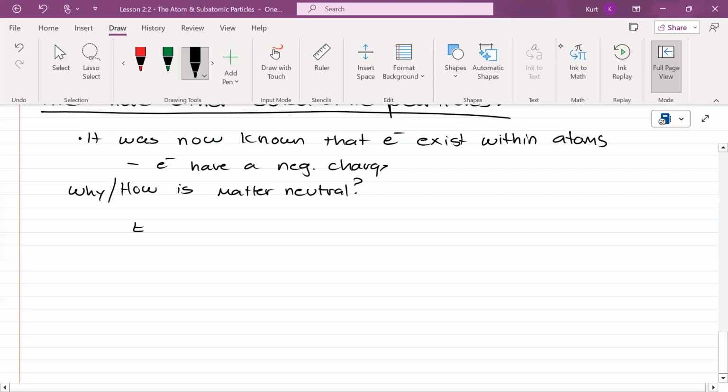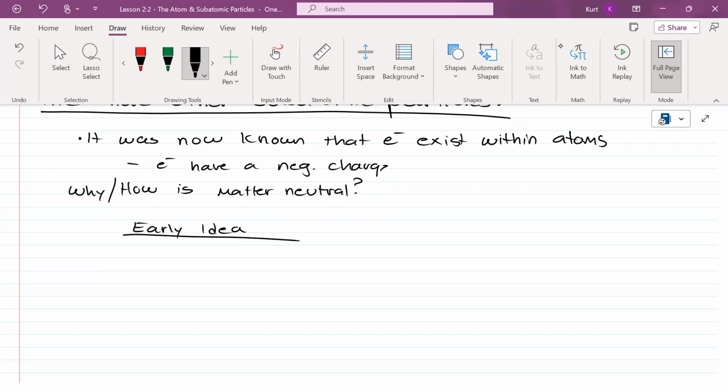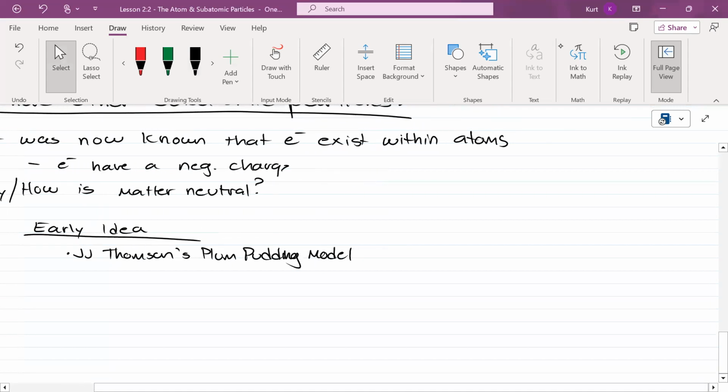So here's an early idea. Early ideas aren't always right. Remember the early idea the earth is flat or the earth is the center of the universe? Those are early ideas. They can be proven wrong. J.J. Thomson had the plum pudding model. Here's what that is.